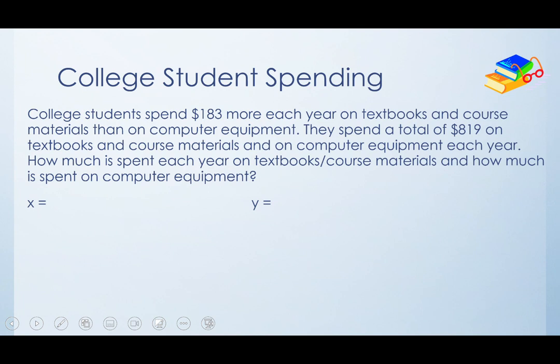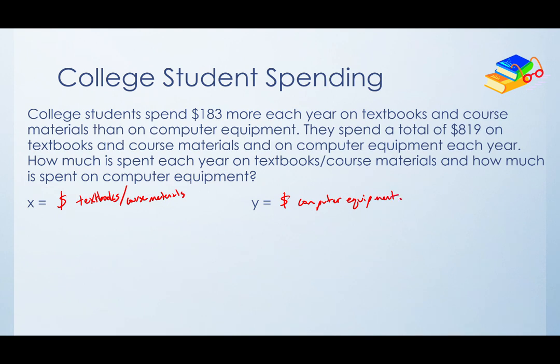You can call your variables whatever you want. Usually x and y are pretty standard. So let's let x be the money for textbooks and course materials. That's kind of lumped together. And let's let y be the money spent on computer equipment.